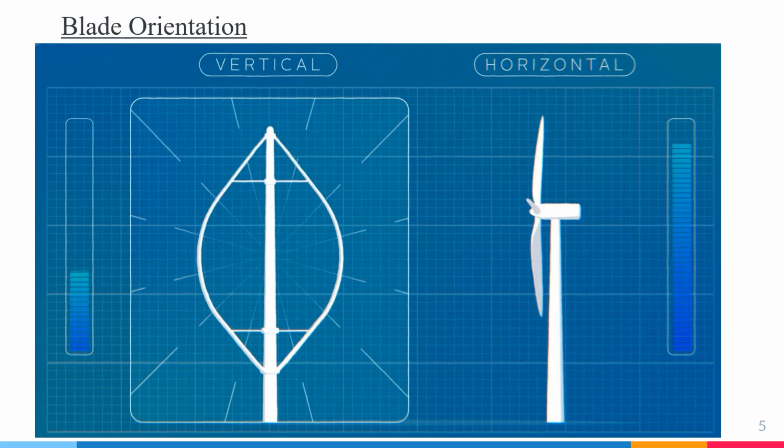There are two types of wind turbines: one is horizontal axis wind turbines and the second is vertical axis wind turbines. And the most common design is the three-bladed turbine. The most important reason is the stability of the turbine.